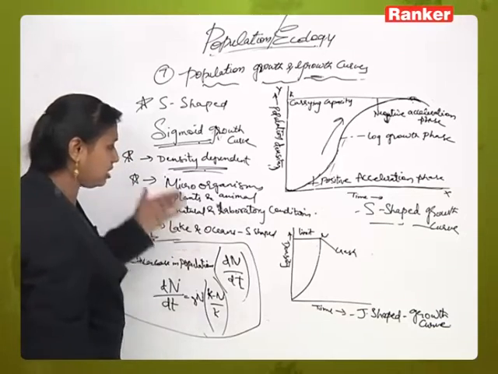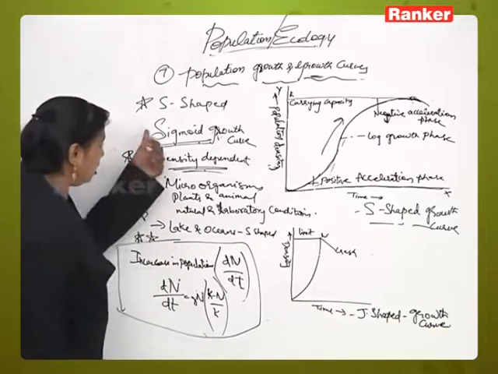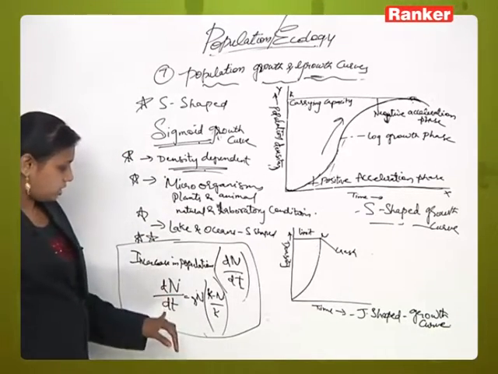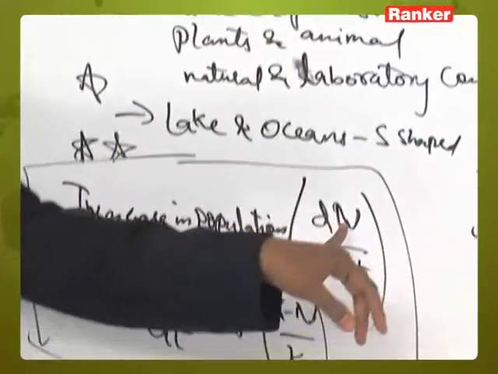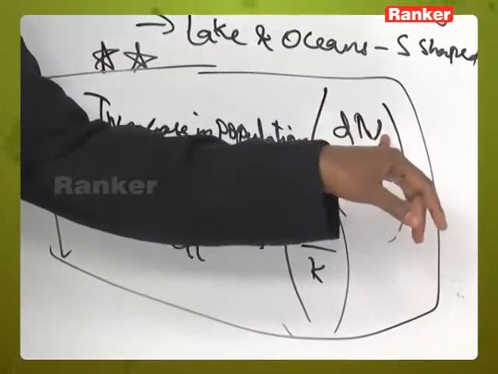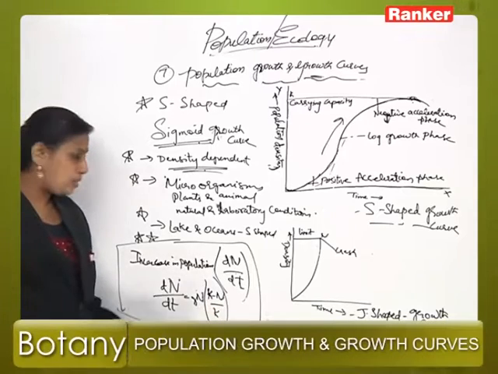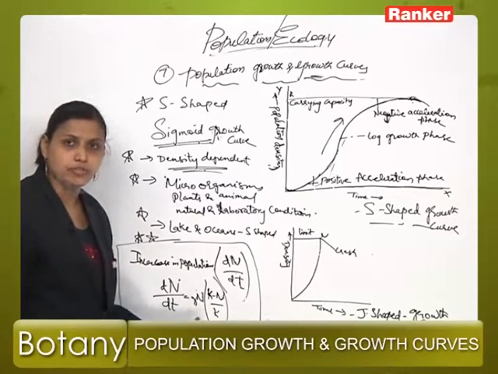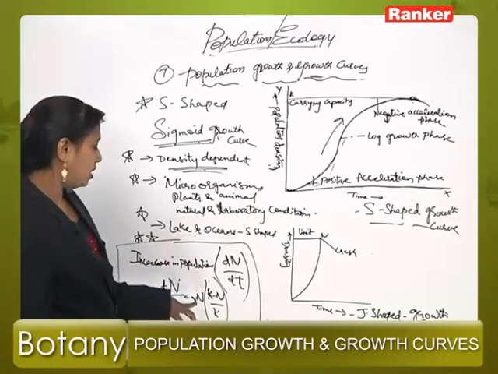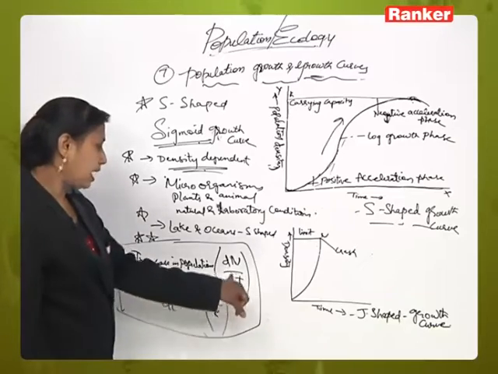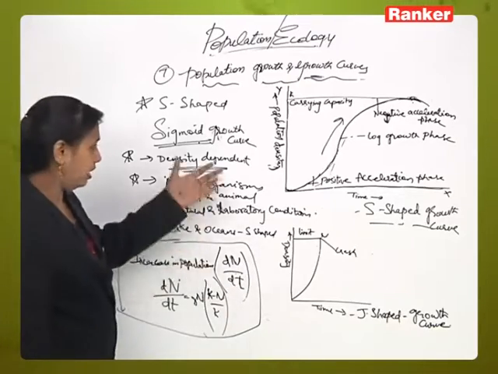Okay, the next curve we have is the sigmoid curve, which can also be calculated by using this formula, where capital N is the number of individuals in a population, T is the time period, K is the carrying capacity, R is the biotic potential of that particular population. I have given the definitions of biotic potential and carrying capacity earlier, before discussing this.